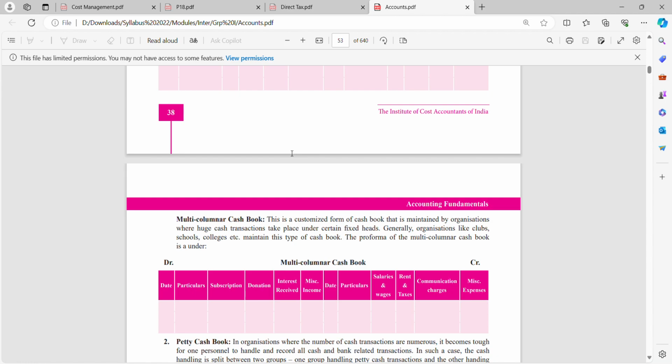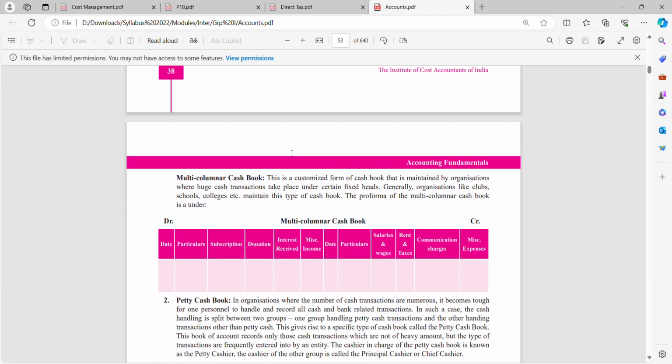Multi-columnar cash book. So you will have room for subscription amount, donations, interest received, miscellaneous income. Chapter is a little important. They can ask you a cash book question, a practical sum on cash book from this chapter. This chapter is important again for 6 to 7 marks, maximum 10 marks. Objective type question, long question, short question, 1 or 2 mark question can be asked from this book.